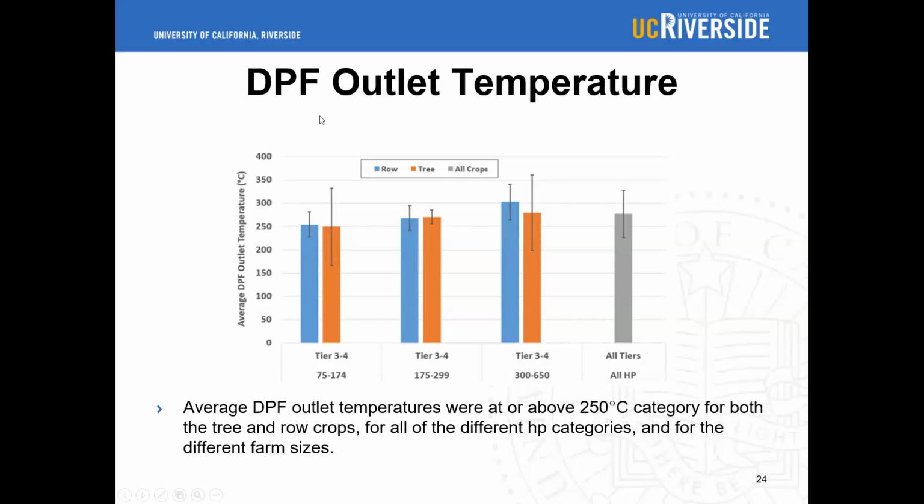Here, DPF outlet was the predominant variable that was available on the vast majority of the tractors. So that's the one we tracked. But we're assuming that the DPF outlet is going to be the inlet for an SCR system. So we also think that this is going to be a good measure of the exhaust temperatures that are going to basically govern how effectively the SCR is operating.